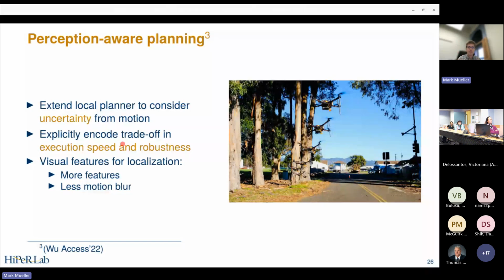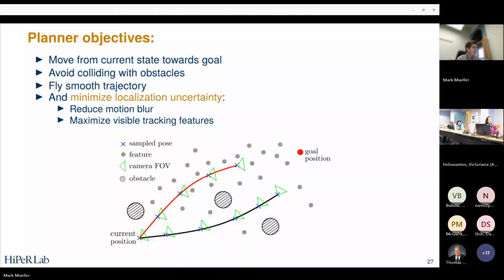It might not be able to track the visual features. And for that reason, the performance might be worse than if I were to fly a little slower. And if the motion planner can be aware of this trade-off, it can do this explicitly for us. Looking at the clock, I'm going to have to speed up slightly, so apologies if I speak quickly.